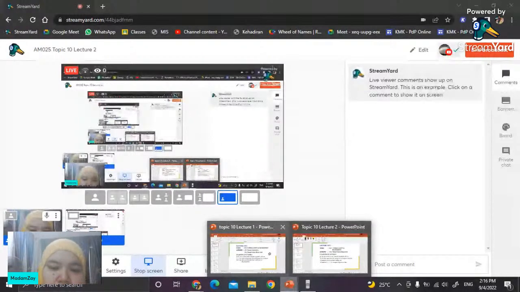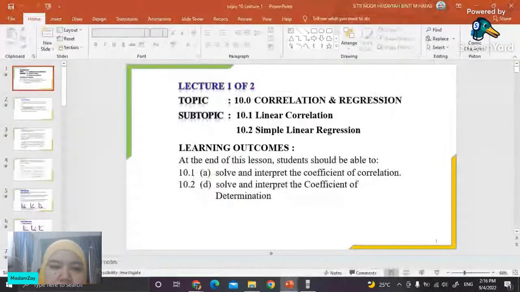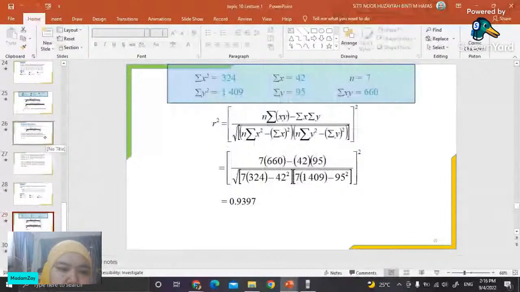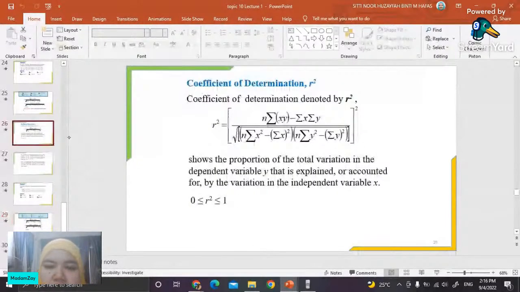Okay, so last time we stopped at finding the value of R, right? And now we should start with the coefficient of determination. Okay, this is 10.2 D. As we learned how to find the value of R, we can continue to find the value of R squared also.